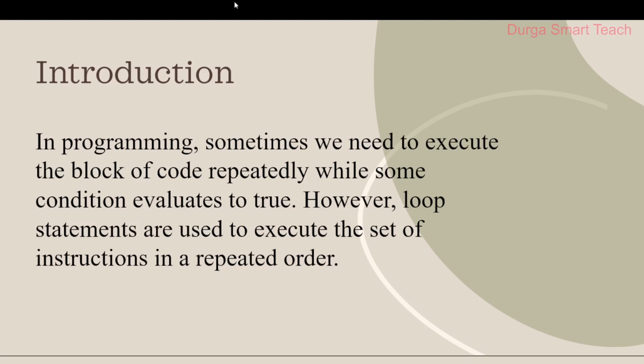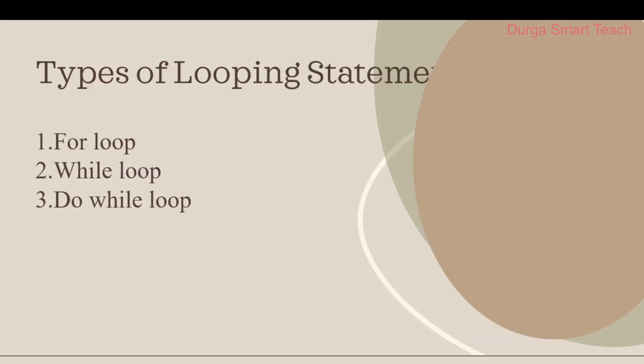Sometimes we need to execute the block of code repeatedly while some condition evaluates true. However, loop statements are used to execute a set of instructions a number of times. For example, I want to print hello 10 times. So no need to write the print statement 10 times. For that purpose, you need to use the for loop, while loop, and do while loop. So there are three types of looping statements: for loop, while loop, and do while loop.